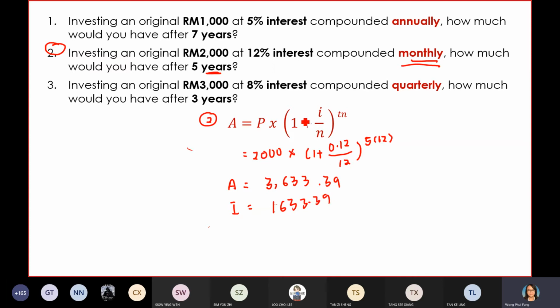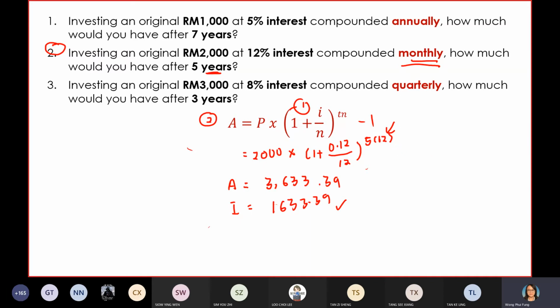This is method number 1. Later on, you try yourself. You use minus 1 at the end, and definitely you will get this one. So that is the purpose why we need to minus 1 at the end. So this is what we say compound monthly, which means that your interest compounds 12 times per year. Okay, that is number 2.